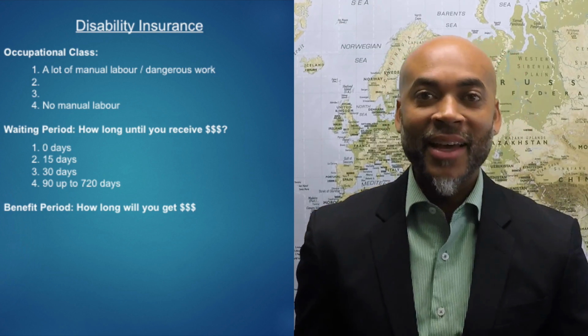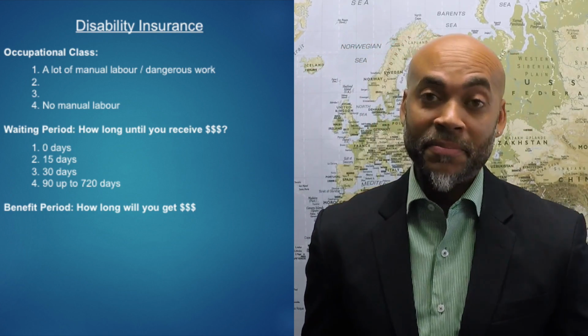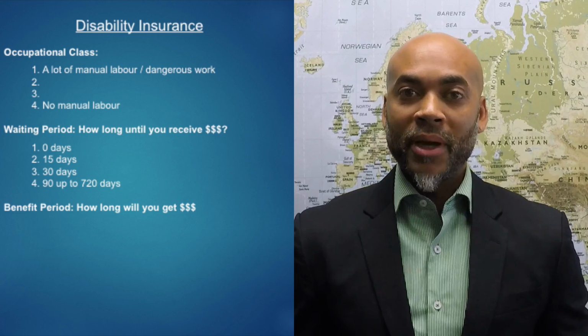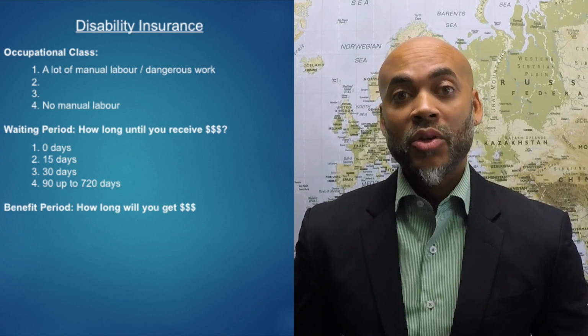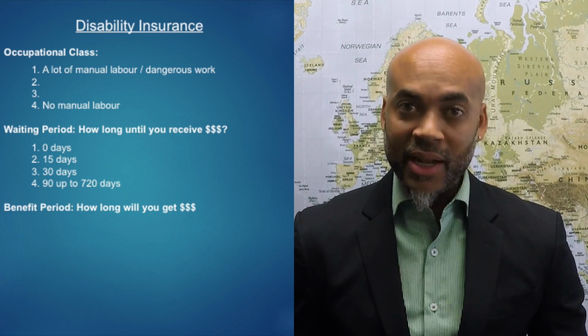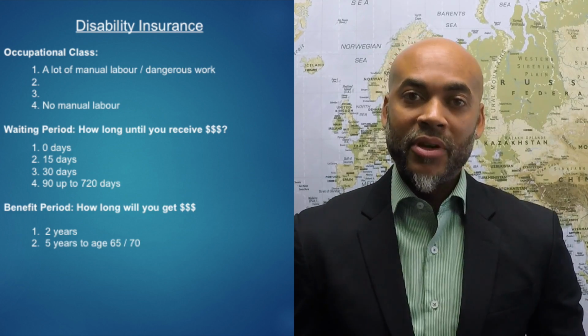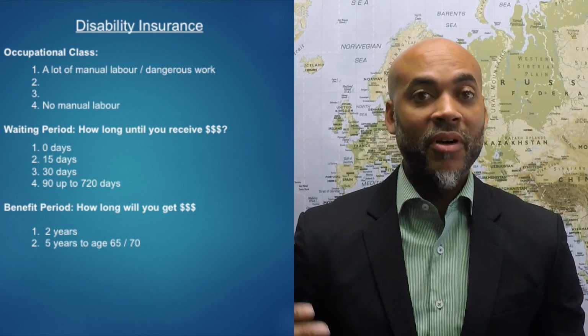So the next thing that we're going to look at is benefit period. Now, the benefit period is really important because it's how long you're going to get money for. So the options are you can get a policy that has a 2-year benefit period, 5-year, or right up until age 65 or 70.